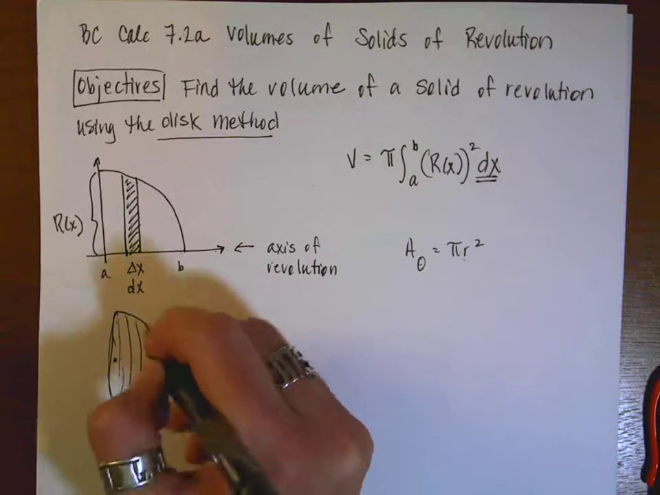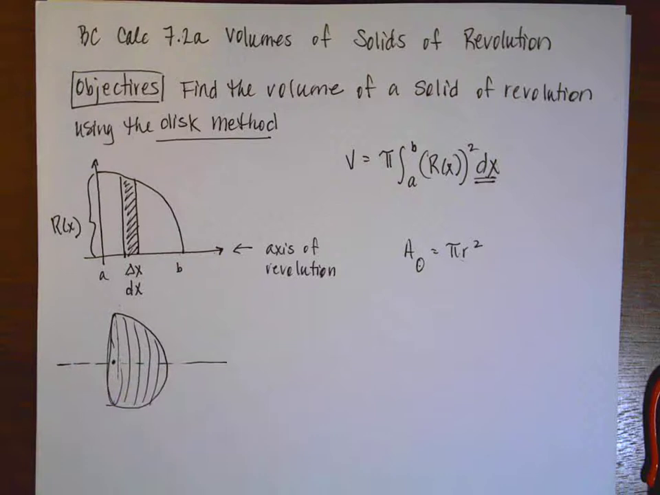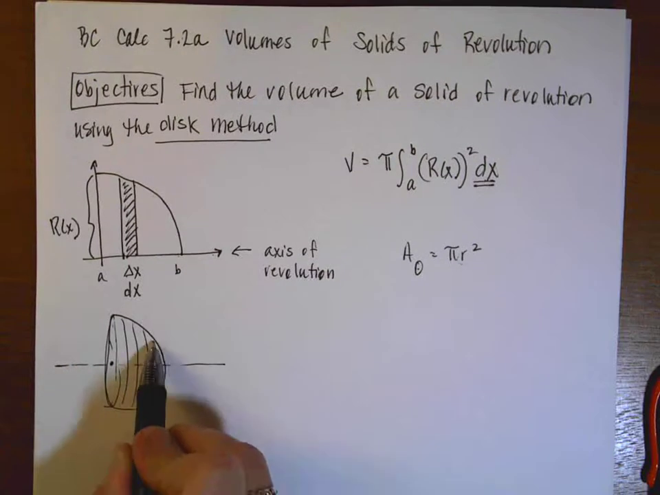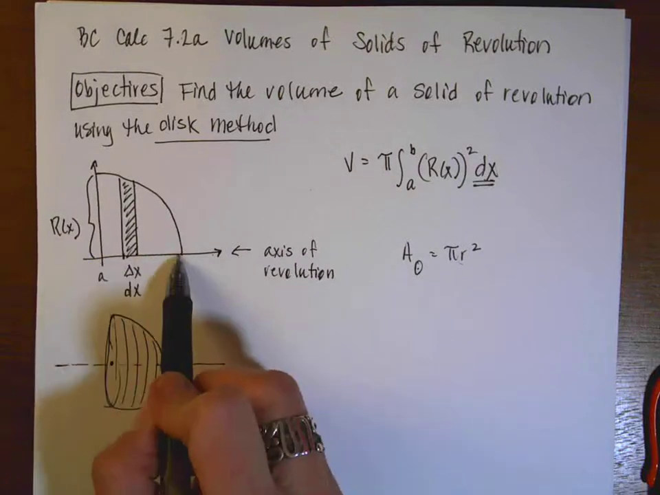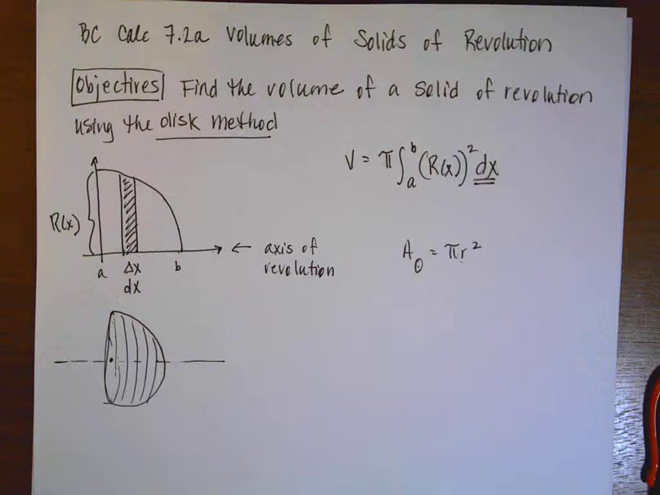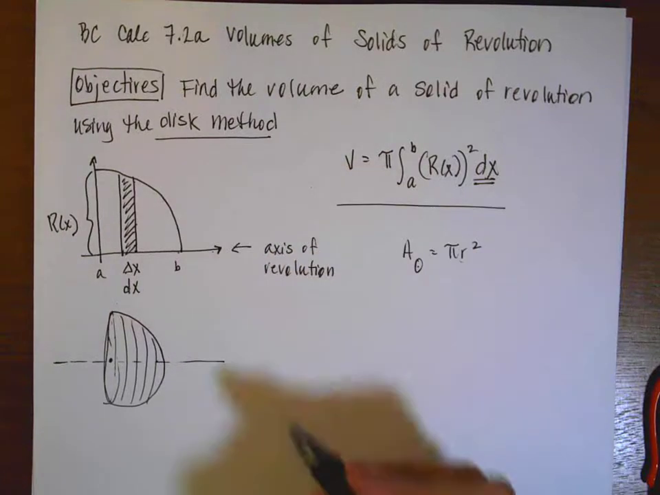So here's all my little circles. Let's pretend I can draw. And then here is my axis of revolution. So here are all of my little circles, and the radii are changing shape depending on where I am along the horizontal axis with my y. So that's kind of cool. Alrighty. So this process is actually not super difficult, okay?